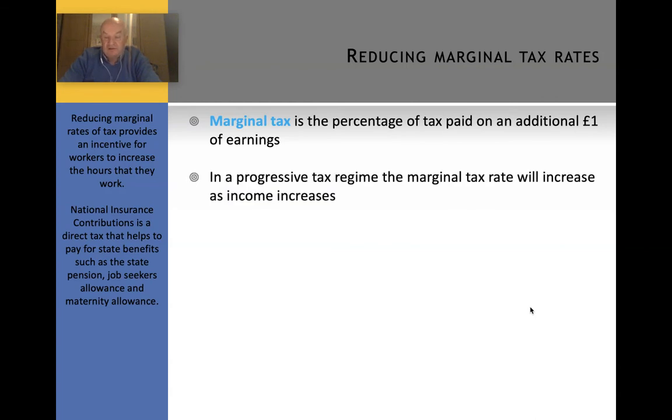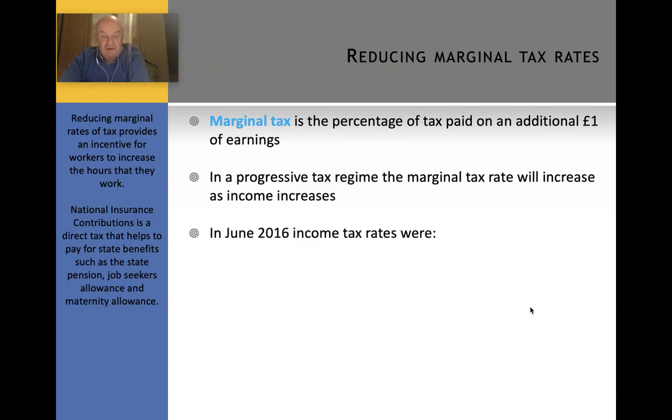If we've got a progressive tax regime, the marginal tax rate will increase as income increases. And if we think about the way in which we talked about tax allowances and also the levels of tax within this country, it does tend to go up, and the percentage of tax goes up as the amount of income increases.